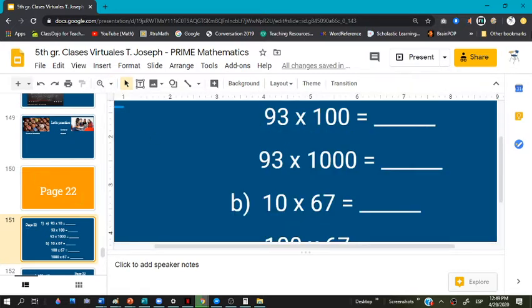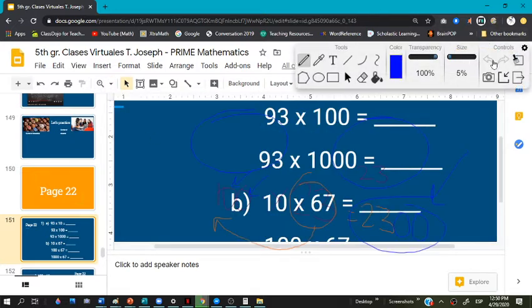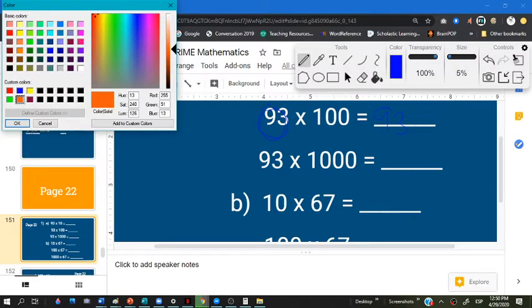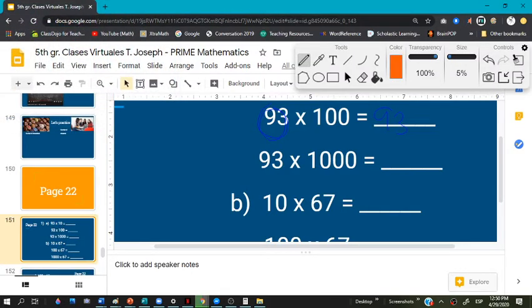All right, let's do the first problem. The first problem on page 22 says 93 times 100. Okay, so we have 93 as our base number. We're going to put that right inside of our blank. That's going to be part of our answer. And then we're going to count the number of zeros that we have. The number of zeros is 1, 2. We have 2 zeros, so we're just going to add 2 zeros in our answer. 93 times 100 equals 9,300.